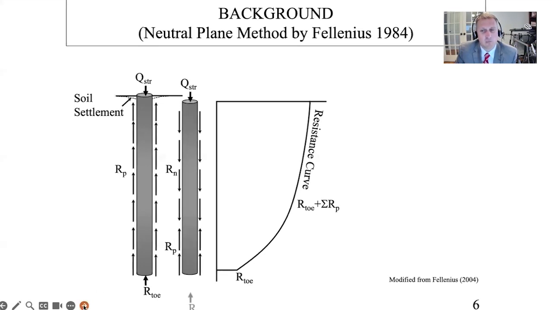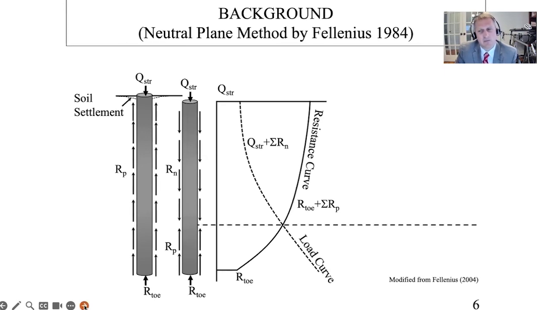And so what that would look like if I have all of this animation done is I have my load at the top, and then I'm going to sum up my unit skin friction along the length of the pile. And so for the resistance curve, as is identified, it's the toe end bearing capacity plus the sum of the skin friction. And then for the load curve, it would be the unfactored top load plus the unit skin friction as a function of depth. Where those two curves intersect is what we would call the neutral plane. And so anything acting above the neutral plane would be negative skin friction. Anything acting below the neutral plane would be considered as positive skin friction.